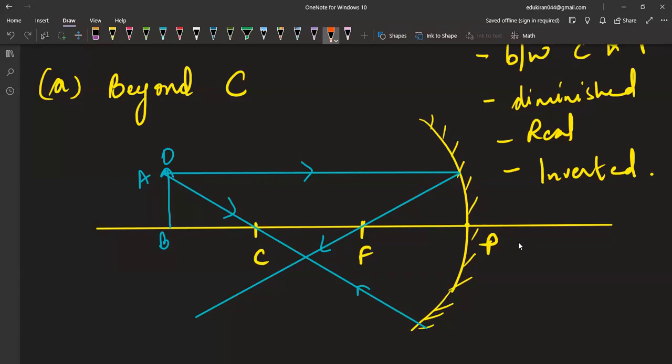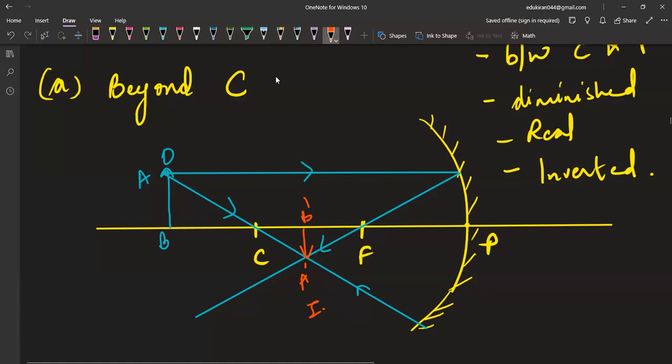So what you do, you people draw this also with the help of a protractor or compass: center of curvature, focus, object, and all these rays properly with the help of a scale. Then you will get it exactly the way the images have to be. Though it is correct here also, this is the image formation. So if this was the head, this is A dash, this is B dash, this is the image.